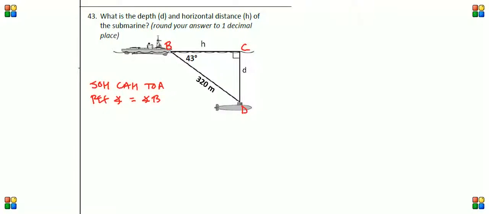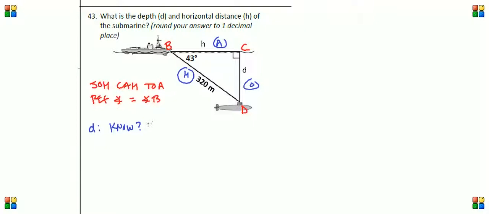Next thing we have to figure out is which trig function to use. Well, that depends on which side we're solving first. Let's go ahead and solve for side D first. So for side D, what side do we know? Well, let's label the names of our sides. BD is going to be the hypotenuse. BC is our side that's adjacent to angle B, and CD is the side that's opposite.